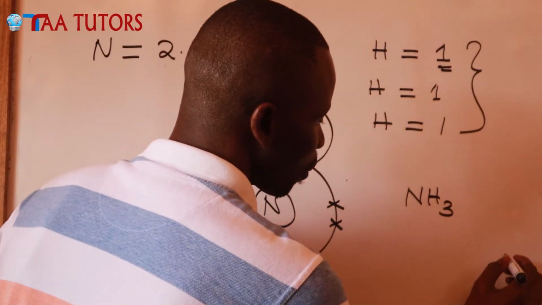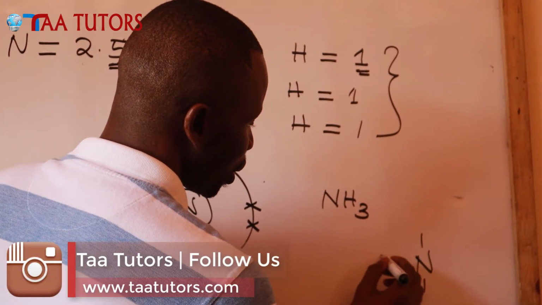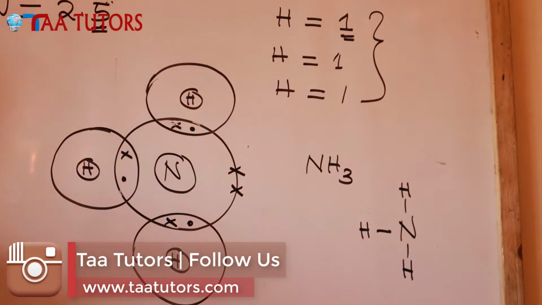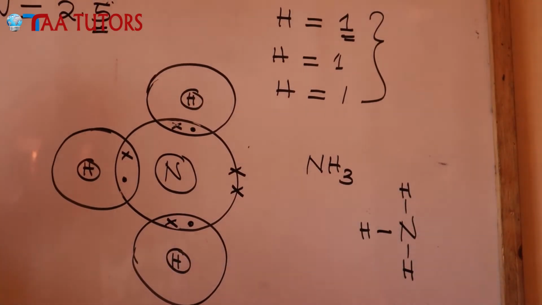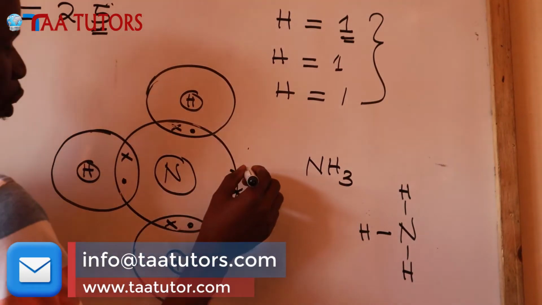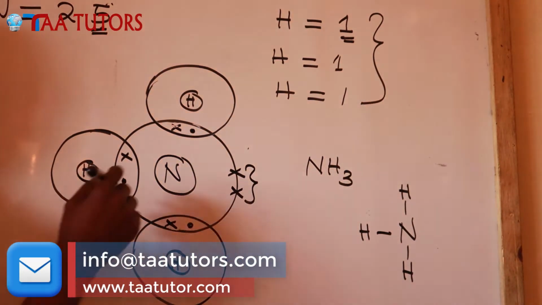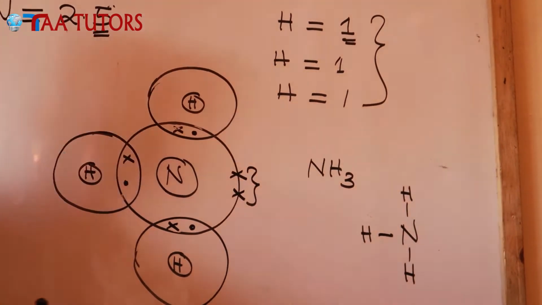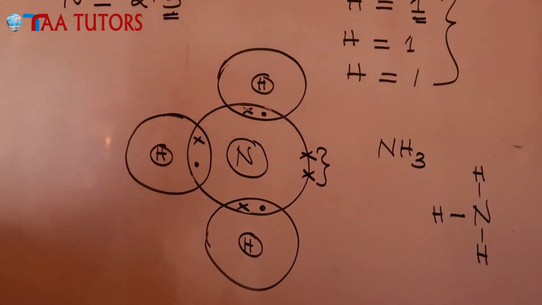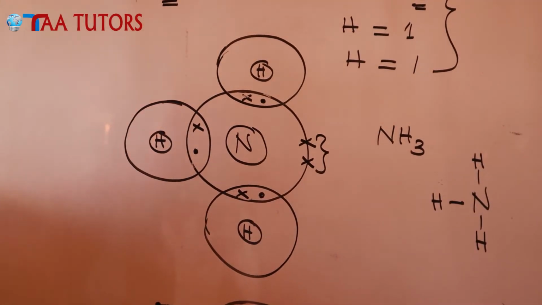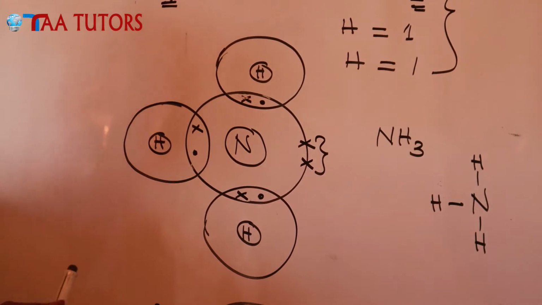NH3, the displayed formula will be N, the way I've drawn it, this way. That is the displayed formula of ammonia. Now you realize that here we have what we call a lone pair of electrons, electrons that are not shared or paired anywhere. We are going to see later on how those lone pairs of electrons can be very important to us when we are dealing with what we call dative bonds.